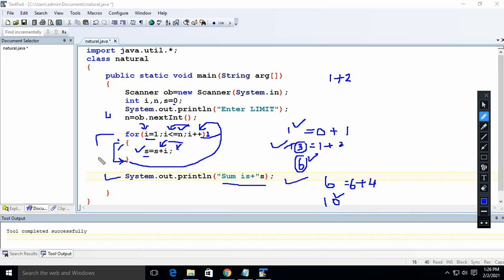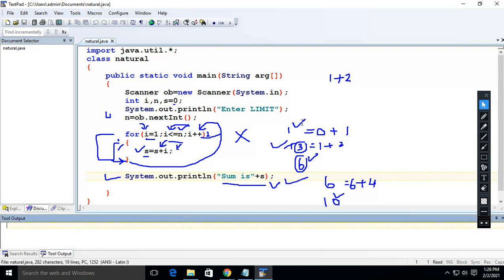And after this loop, the value of i would be 5. So is 5 less than or equal to 4? No. So this loop won't execute. So directly you are getting the value of s, that is 10. Am I clear? Yes, sir.